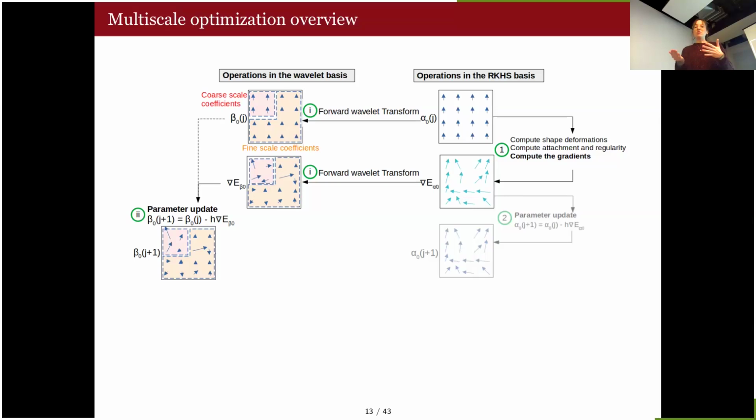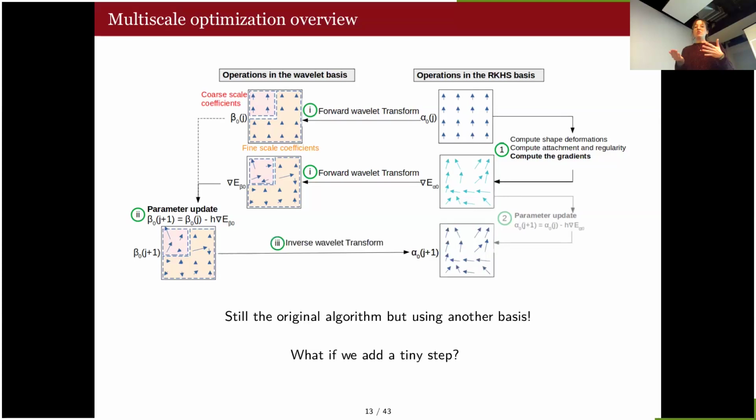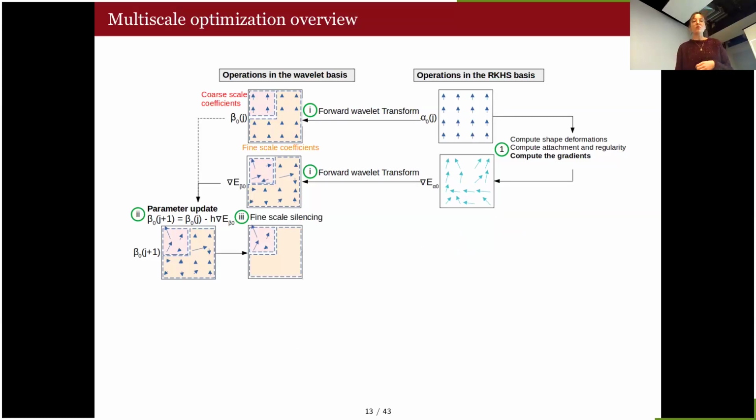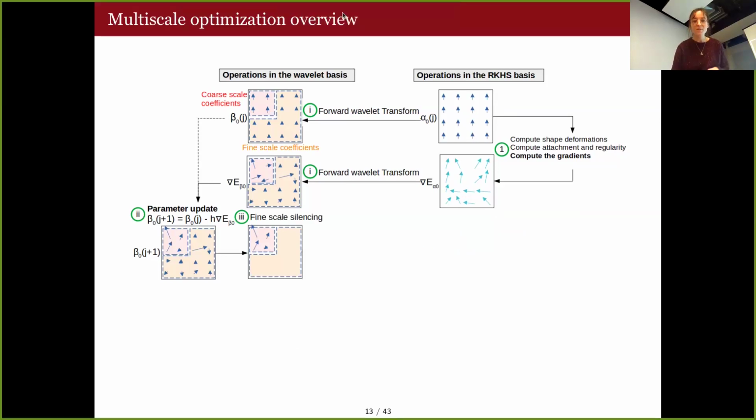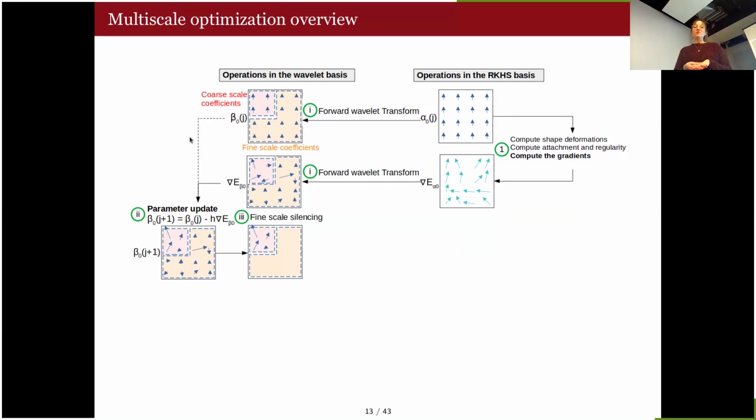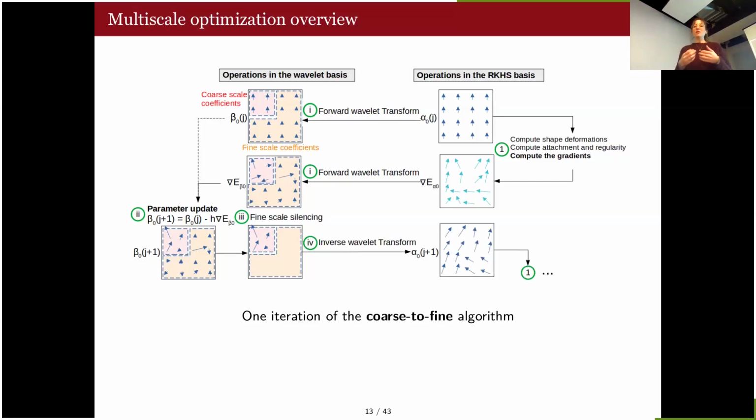However, we want to perform multiscale optimization, and so to do this, we will just add a tiny step to our optimization, which means that right after the parameter update step, we will perform some kind of fine-scale silencing step. Depending on the current scale that we are at, we will just set to 0 some of the finer scale coefficients of the updated wavelet coefficients of the momentum vectors. And now, if we go back to the RKHS space, we actually obtain updated momentum vectors, which are smoother than in the previous version.